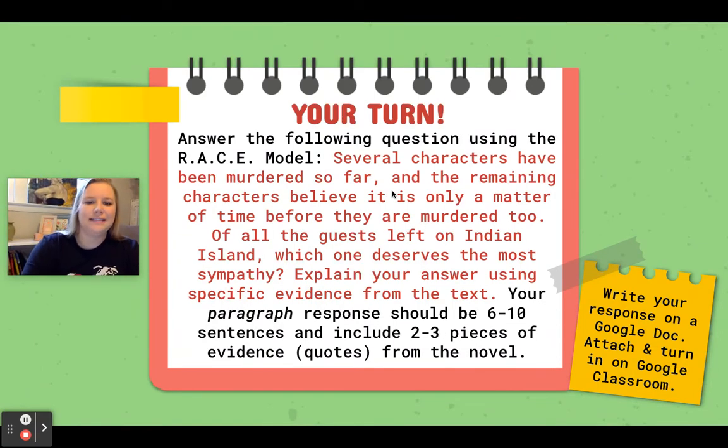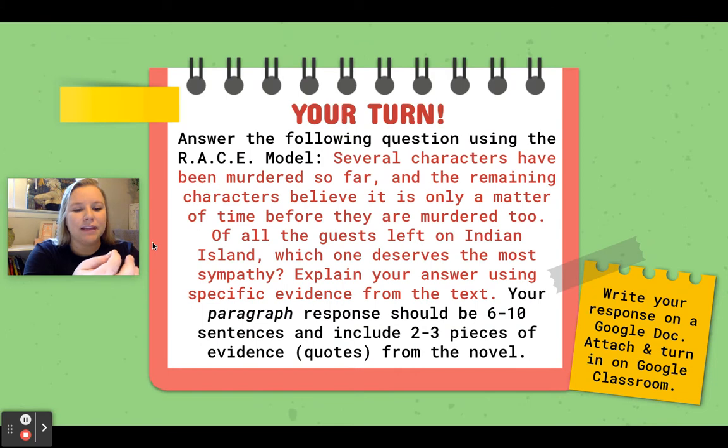So the question is, several characters have been murdered so far, and the remaining characters believe it is only a matter of time before they are murdered too. Of all the guests left on Indian Island, which one deserves the most sympathy? Explain your answer using specific evidence or quotes from the text, all right?